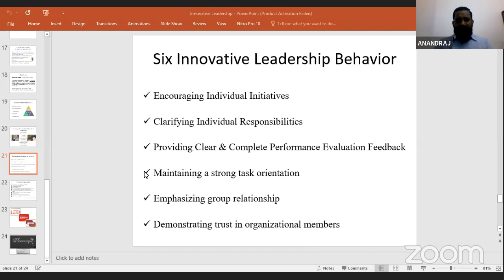In the next slide, key factors for successful innovative leadership. There are different key sets that I've given.